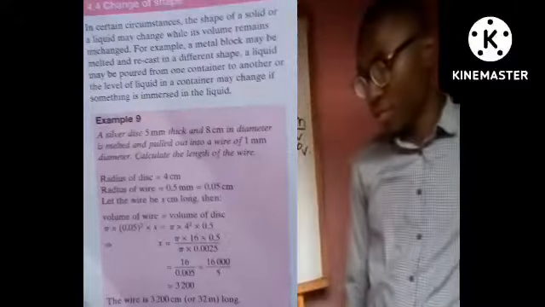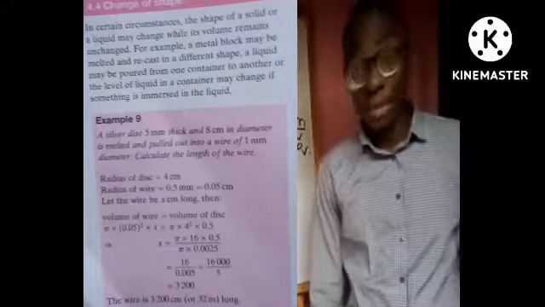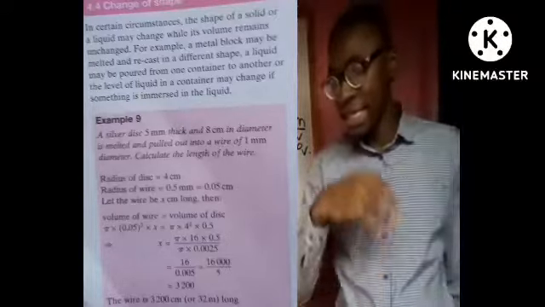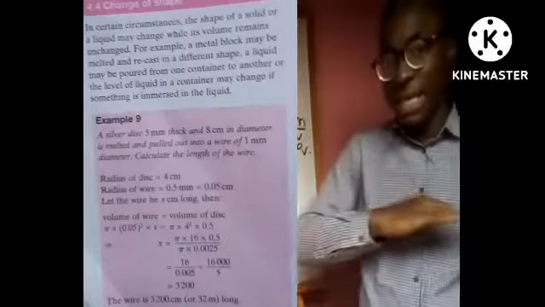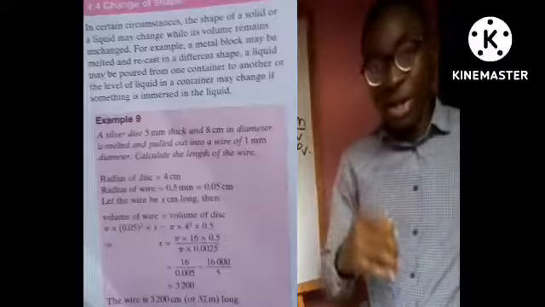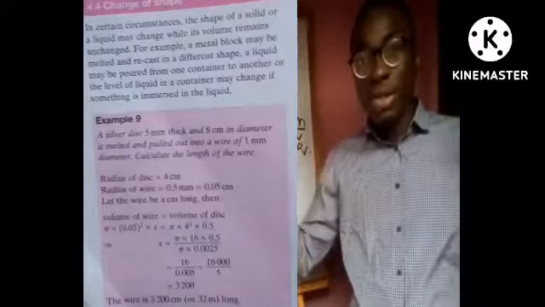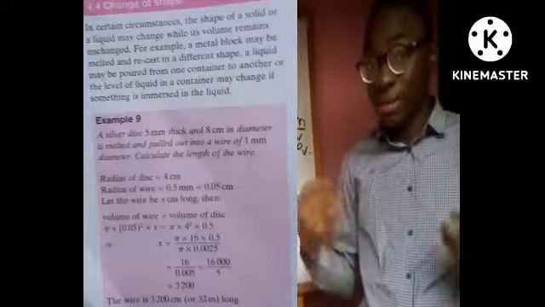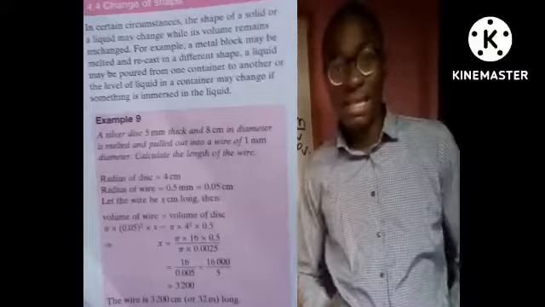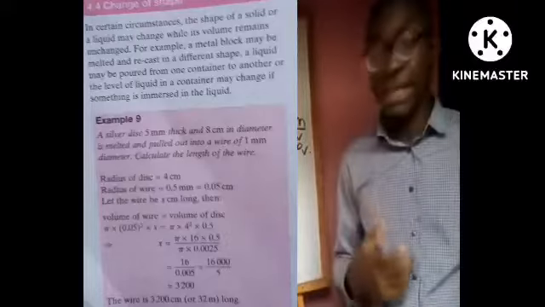Now let me give this example. In this case, a silver disc 5 mm thick and 8 cm in diameter is melted and pulled out into a wire. So now you are converting a disc into a wire. You can see that a disc is actually a flat circular surface. Then you are turning it into a wire, and a wire is like a cylinder with a very tiny radius. So the wire is just a cylinder with a small radius, and then we have to look for the length of the wire.